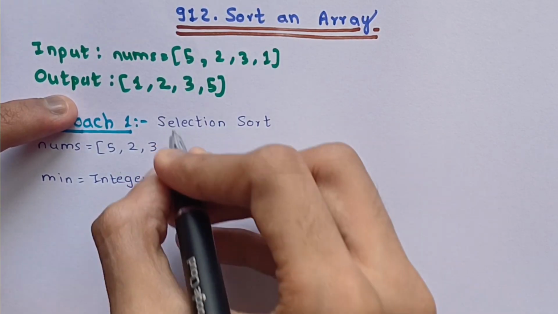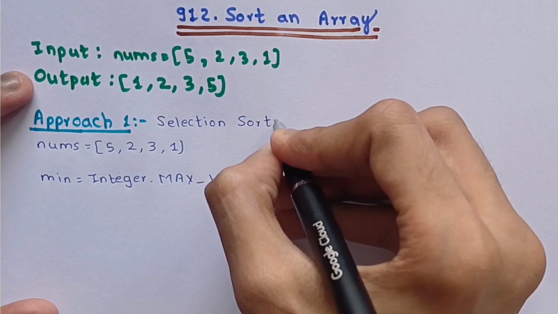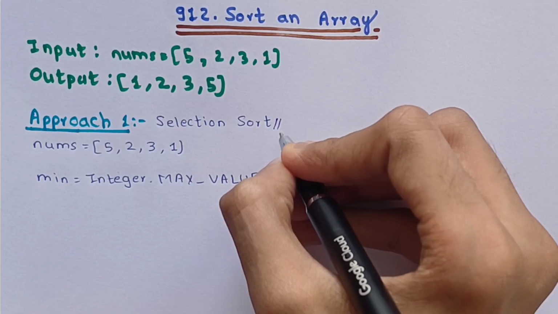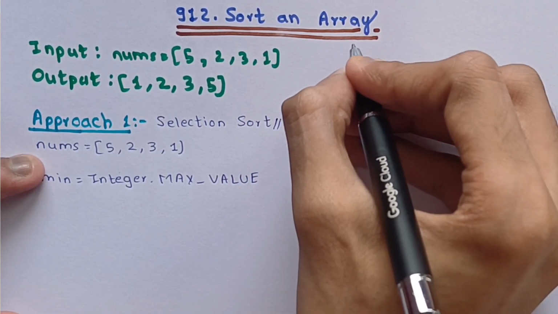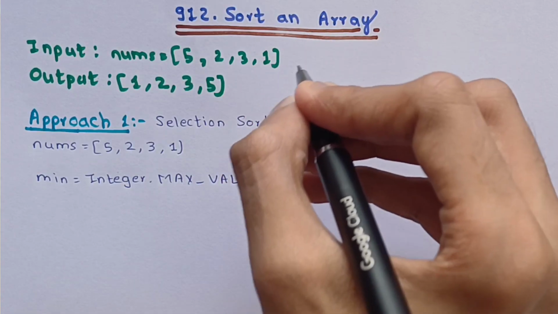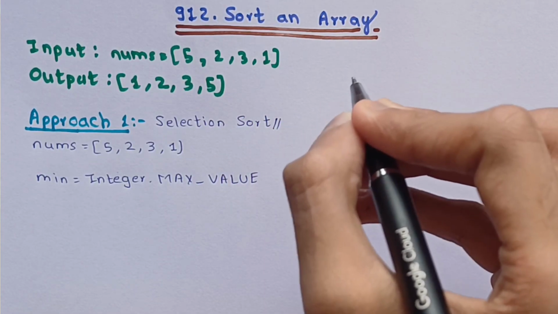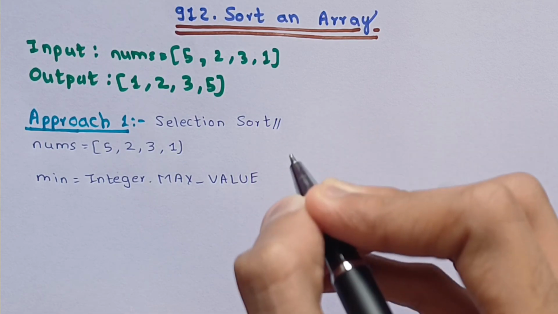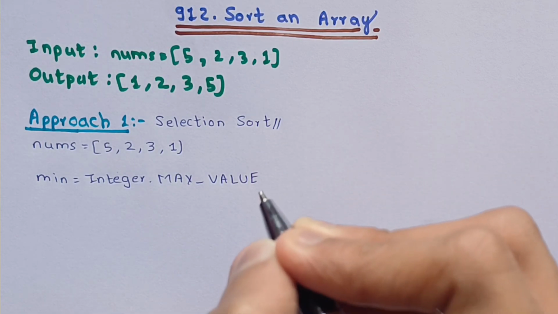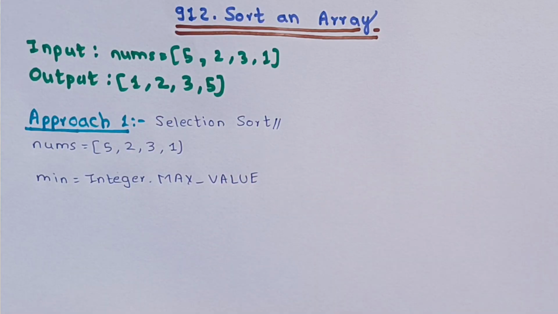The motive behind this video is that you learn selection sort. With selection sort this problem will be solved, but not submitted, because it will take more time. Its time complexity is higher, so it will not get accepted. In the case of learning selection sort, I am teaching this approach.